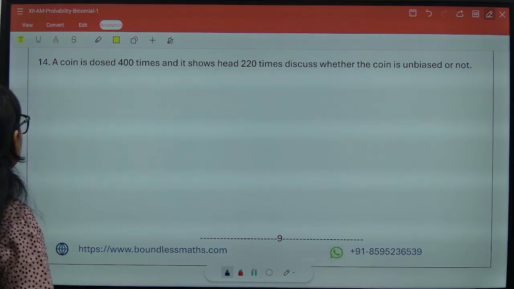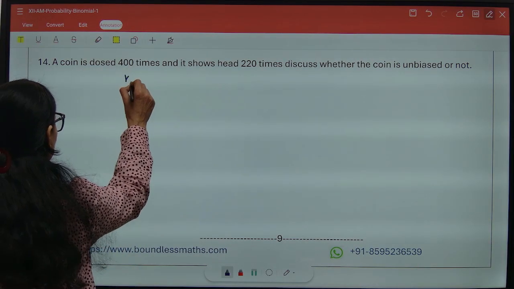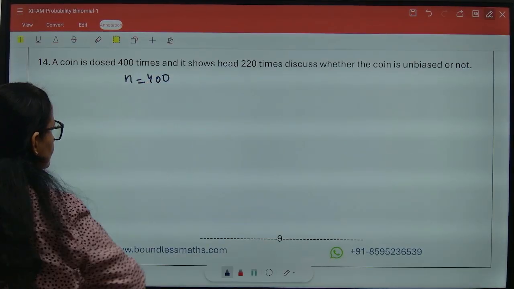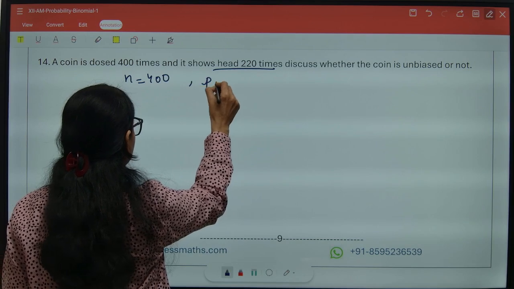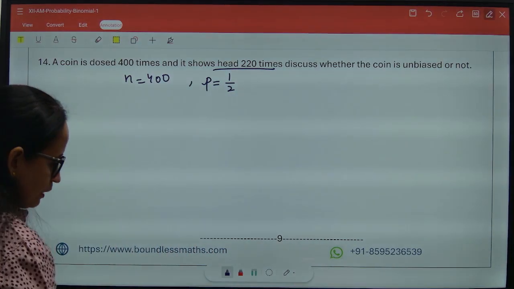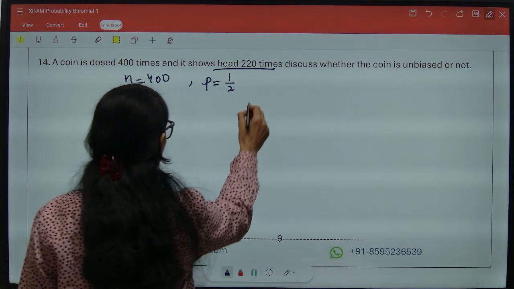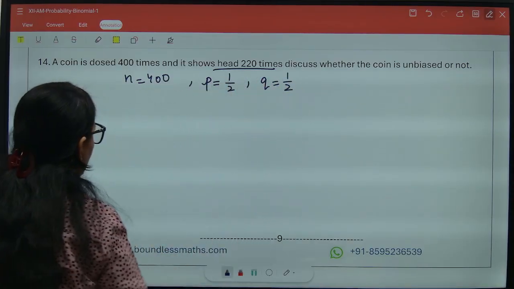So let's see. A coin is tossed 400 times. That means n is given to you as 400. It shows heads 220 times. Probability of head is 1 by 2 and probability of tail is also 1 by 2. Let's assume that it is not biased. So that's why the probabilities are equal here.